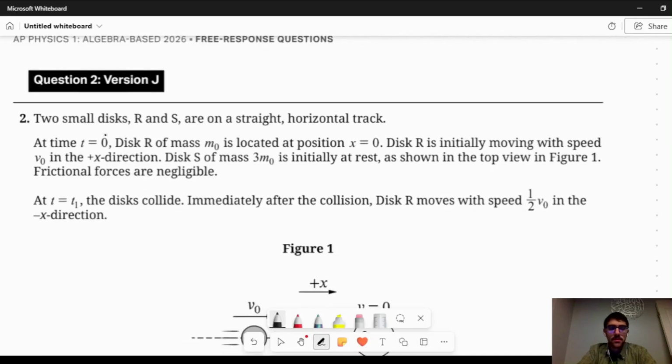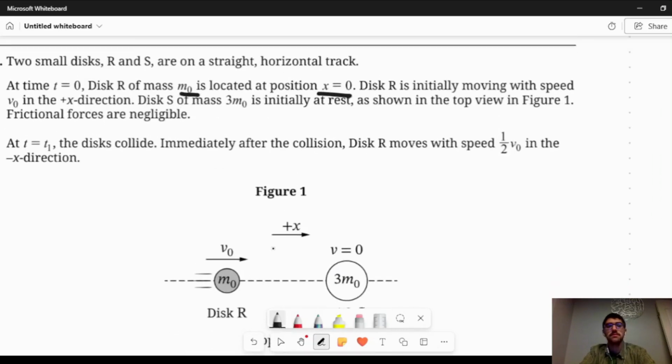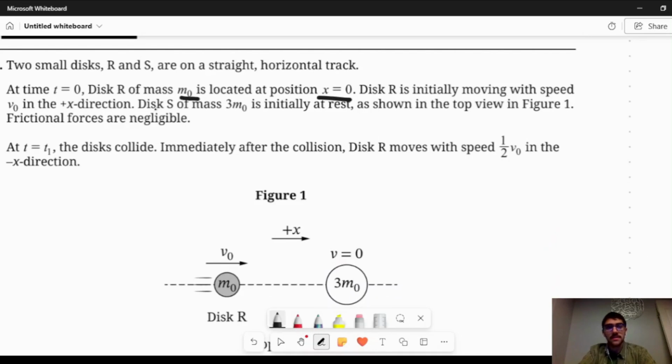Question 2 tells us that there are two small disks, R and S, on a straight horizontal track. At time t equals 0, disk R of mass m0 is located at position x equals 0, and it's initially moving at speed v0 in the positive x direction, which is to the right, as the figure shows later on. Disk S is of mass 3 m0, so it's 3 times as massive, and it is initially at rest, so its velocity is 0. Frictional forces are negligible.